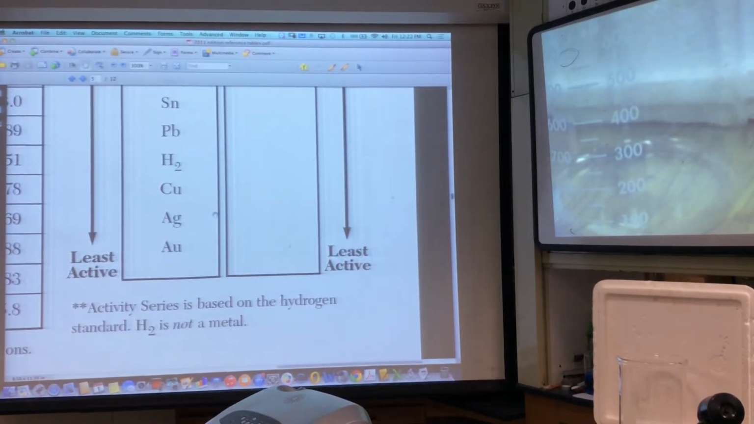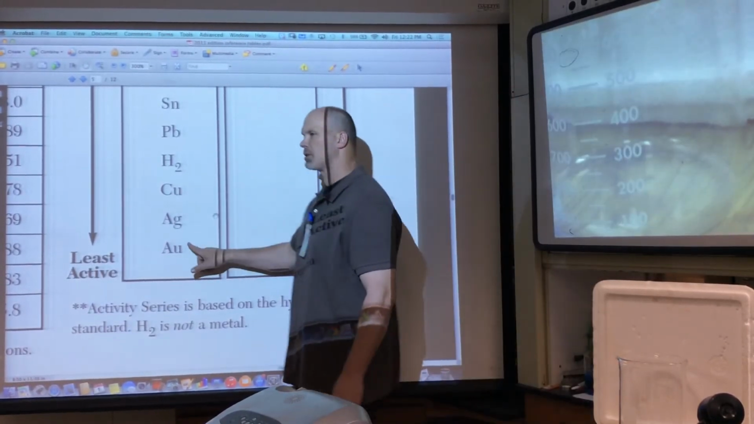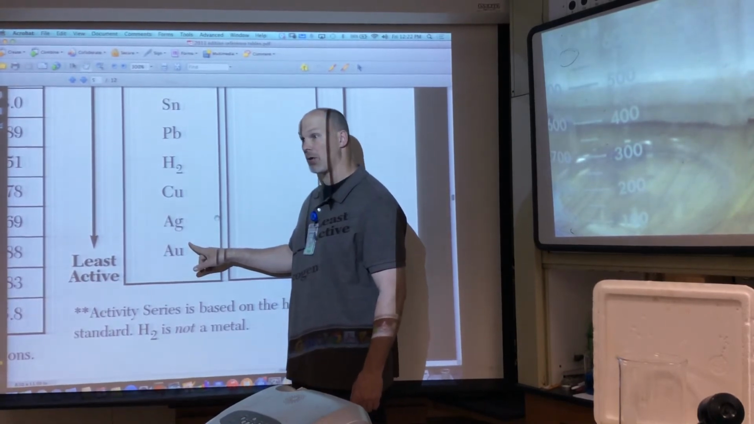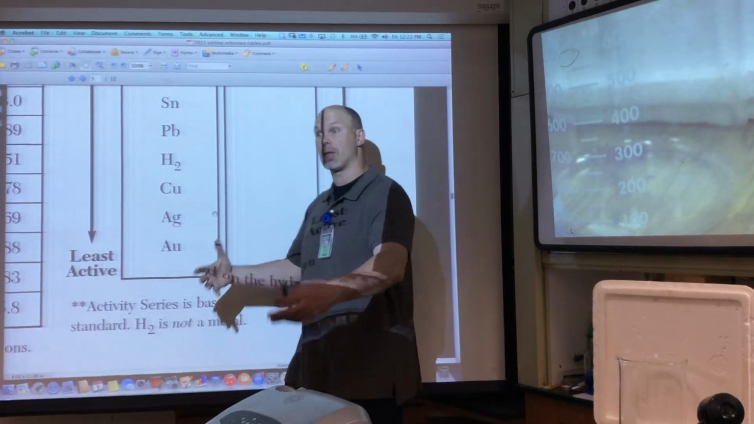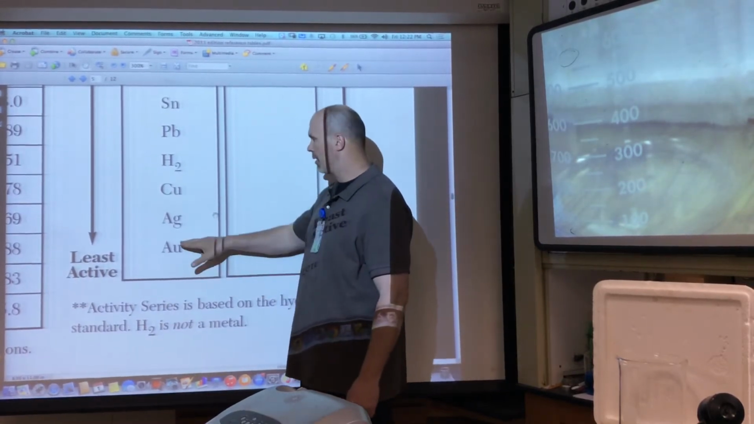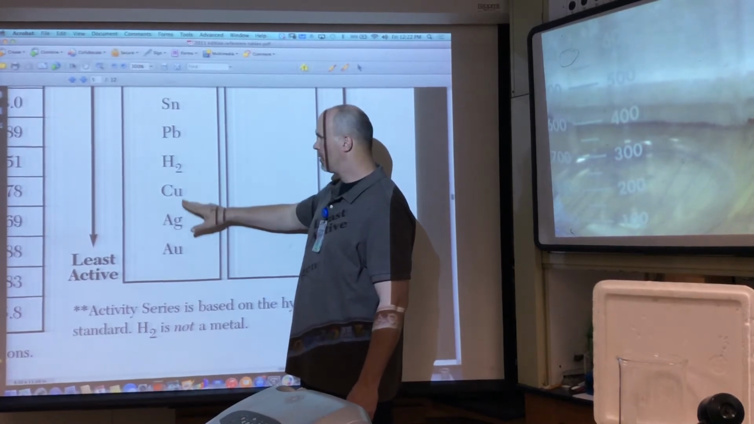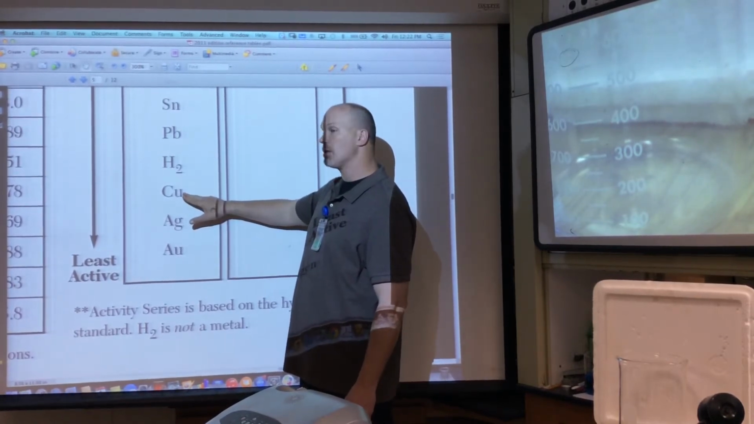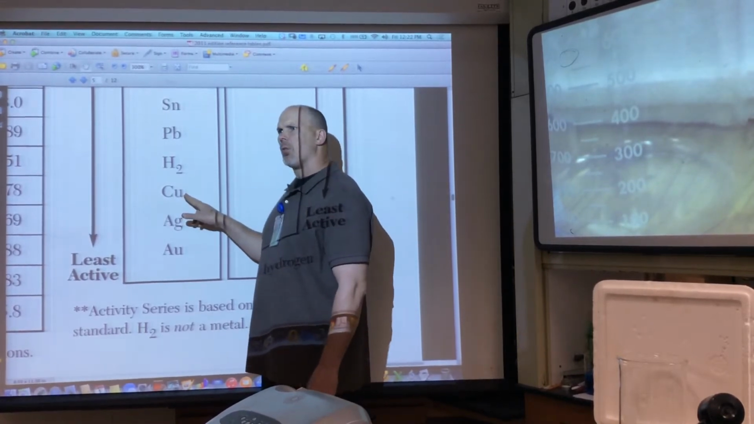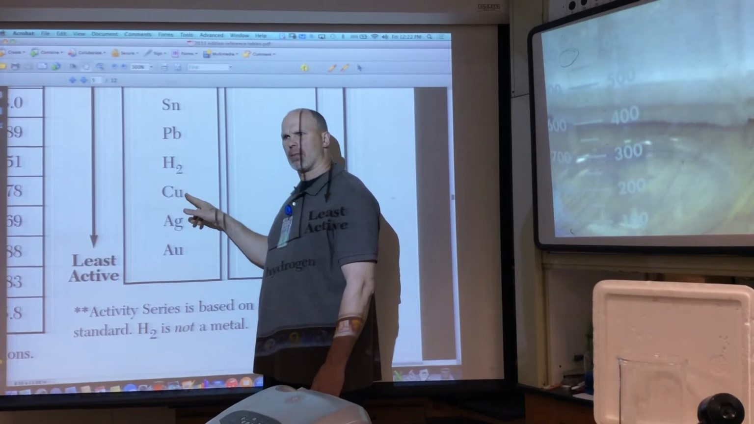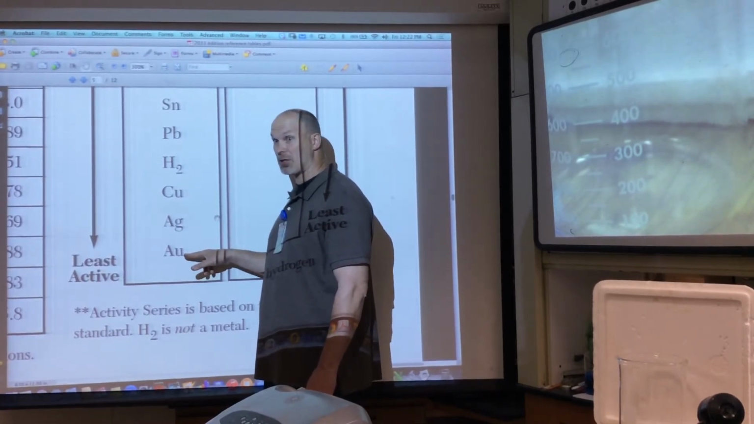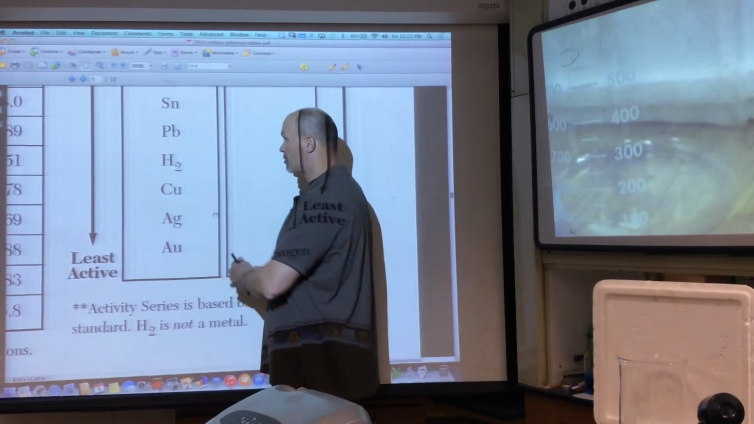We talked about yesterday, why is gold at the bottom? Gold is the worst at doing what? Acting like a metal. Rusting, which means losing electrons. That's why people want gold, because it never rusts, and it's shiny, and it's golden. Silver's better. Copper's also something that resists oxidation. Why are pipes made of copper? We can't afford silver or golden pipes downstairs, so they're not as good as these guys. But copper is right there.